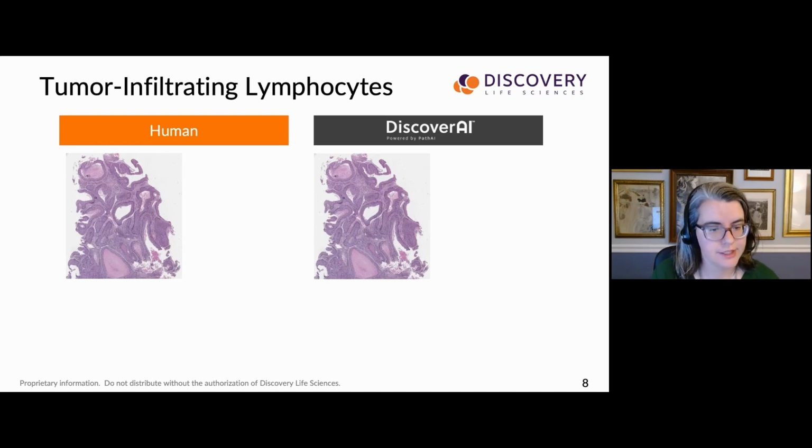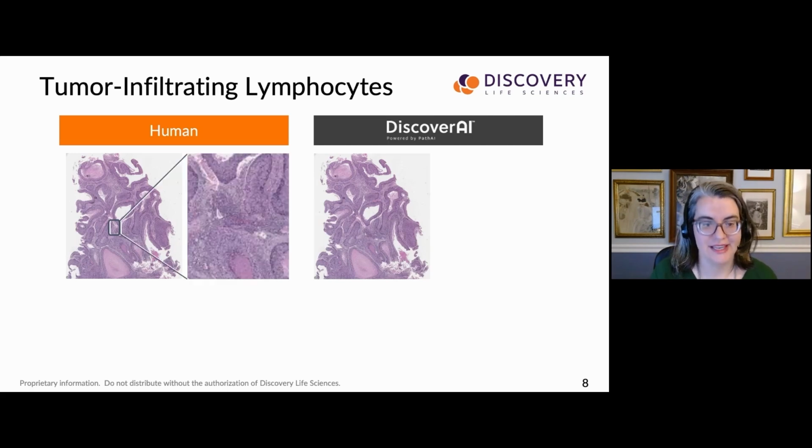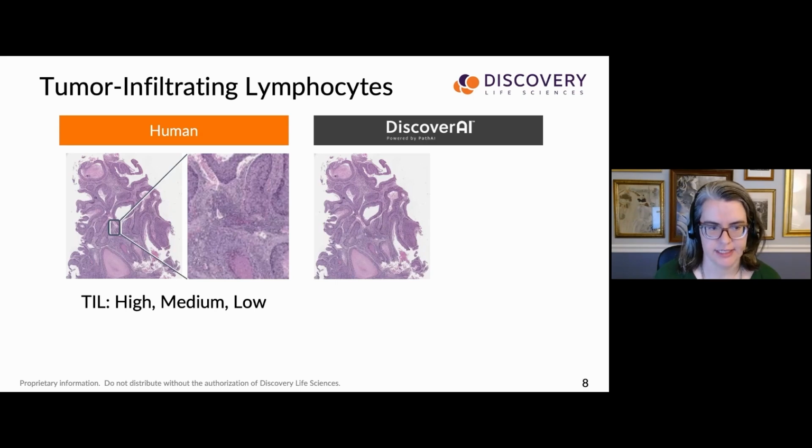So, human on the left, again, very highly trained humans, pathologists, are able to look at this picture, zoom in, and see cells. They can recognize what white blood cells look like. They can recognize where tumor is and if those white cells are present in the tumor. Generally, the readout that the humans give us is whether there is a high presence, a medium presence, or a low presence of tumor infiltrating lymphocytes in this particular biosample.